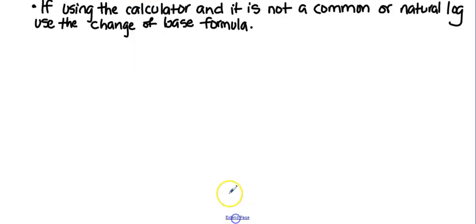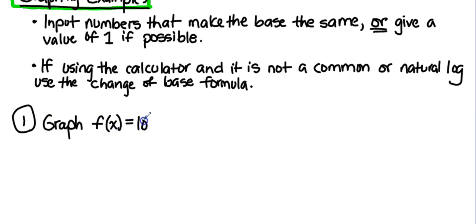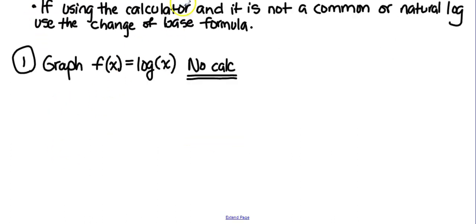Let's get into our first example. Number 1, the directions are to graph f of x equals log of x. No calculator. So if you have your calculator out, close it. No calculator. So first let's set up an input-output table. Leave a little space off to the left because we're going to be doing a little bit of notes over there. Not a ton, just a little bit.